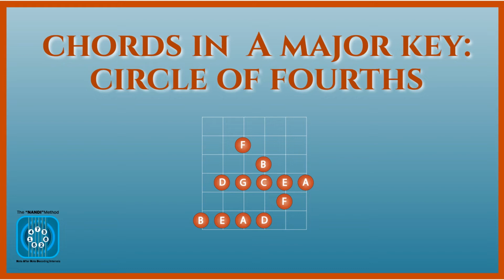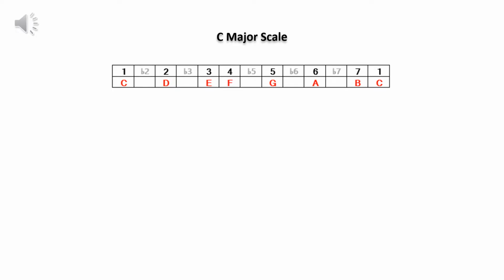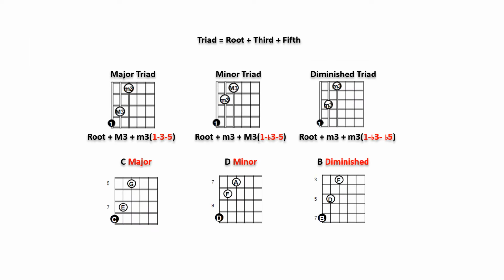This lesson will discuss an easy hack to derive chords in any major key without memorization. The first thing we need to know is that chords are built from scales. Chords that belong to a scale are referred to as diatonic chords. The most basic scale is the C major scale. A basic chord with 3 notes is called a triad.